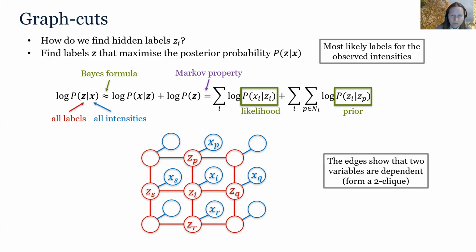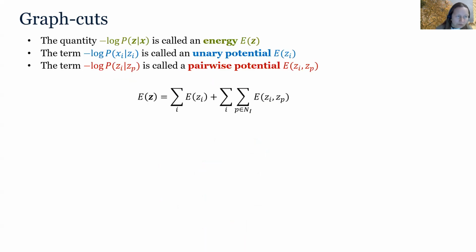It's sometimes called maximum a posteriori. When we look at it in the context of graph cuts, we tend to talk about energy rather than the posterior probability. The energy will be minus logarithm of posterior. So we can call it a negative logarithm of the posterior of the labels given the intensities, and this will be our overall energy E(Z). You see that it depends on all the labels, and we want to minimize this energy, right? We were maximizing. If we put a minus, we minimize.